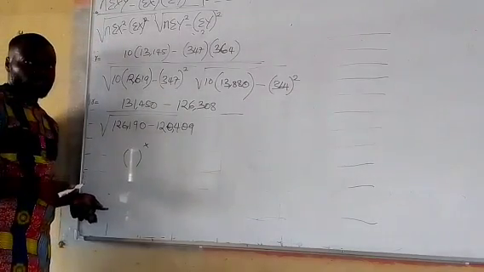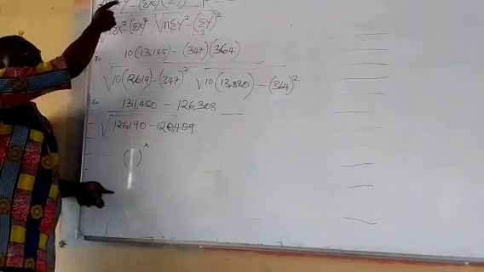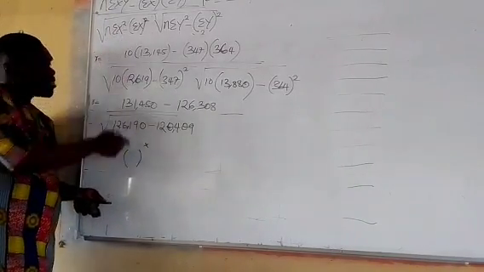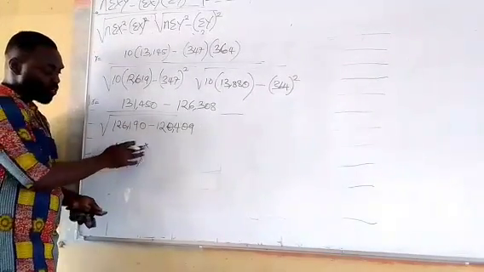These are BODMAS rules now. This is a different variable. This is a different variable. Written together is multiplication, just like this and this. So if you're spreading it out, you must put brackets there. Yeah? So we go further now.